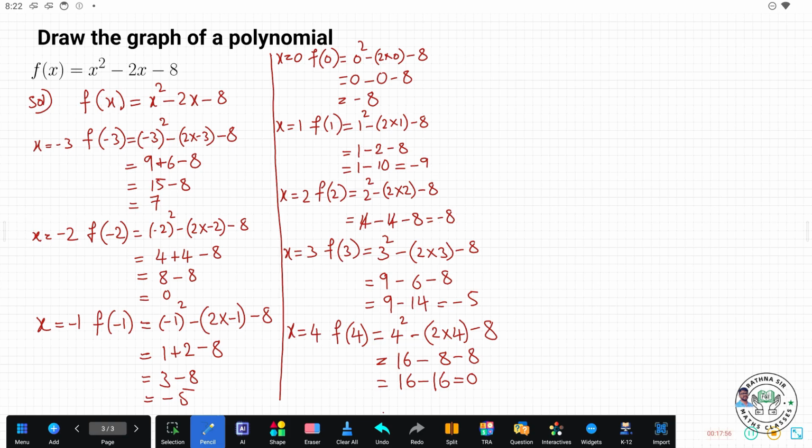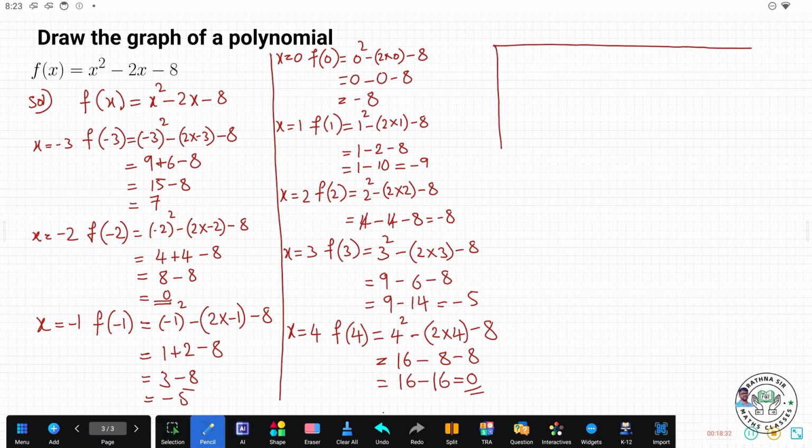So for a linear polynomial, we find out only 2 points. This is a quadratic polynomial, so we need to find out many points. So how do we have to select the points? See, here we are getting the value of f of x as 0, and this is also f of x as 0. So we need to see that we get 2 or 1 zero value. Okay, so now we will write these points in a table.